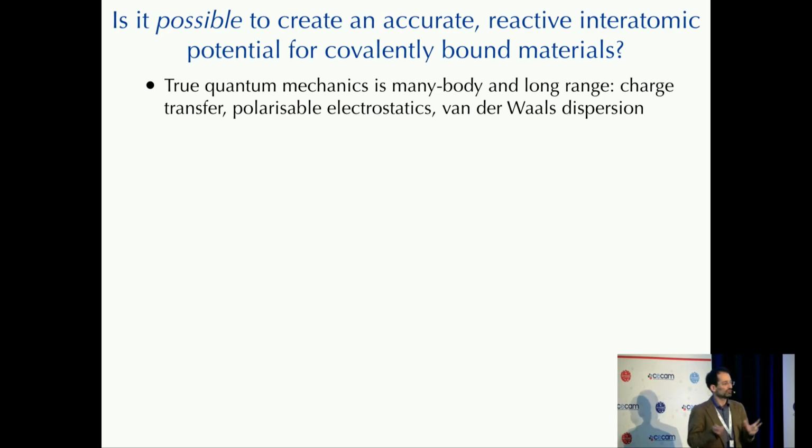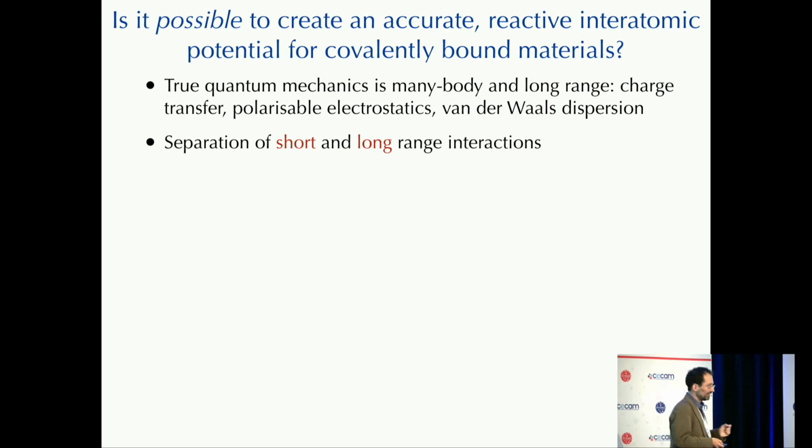So the true quantum mechanics is a many-body theory, and it has long-range interactions. So there's charge transfer, polarizable electrostatics, van der Waals dispersion. And it's going to be very important to separate long and short-range interactions. We don't really have a hope of doing many-body physics in the long range. And so the first question is whether we can separate the many-body part and the long-range part.